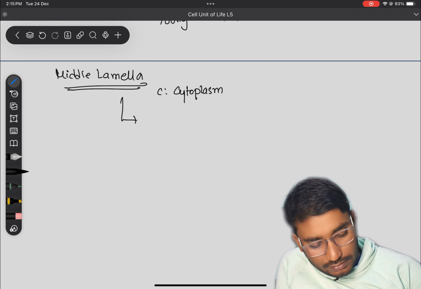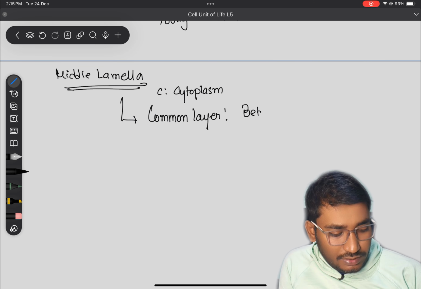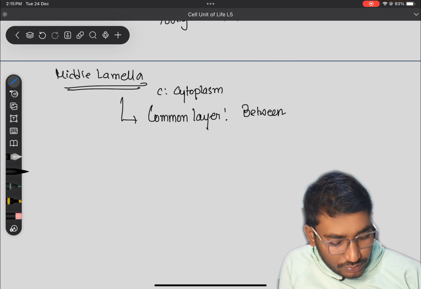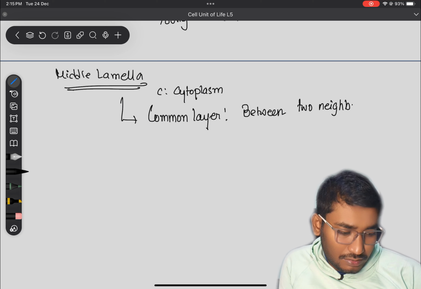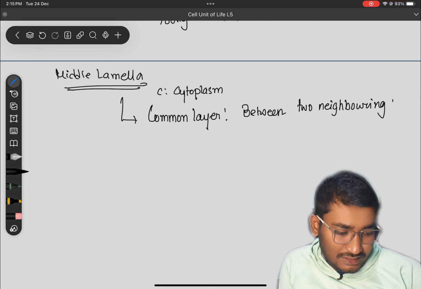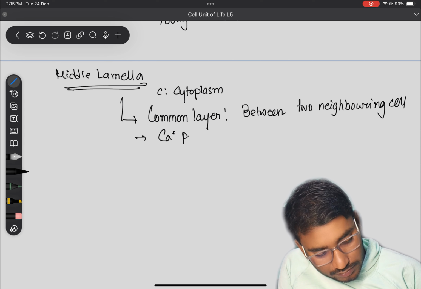Common layer between two neighboring cells, made up of calcium pectate and magnesium pectate.